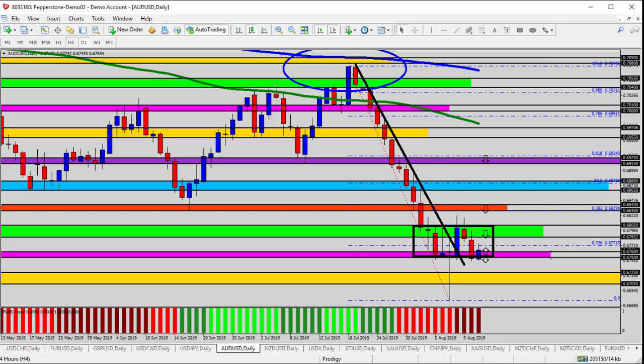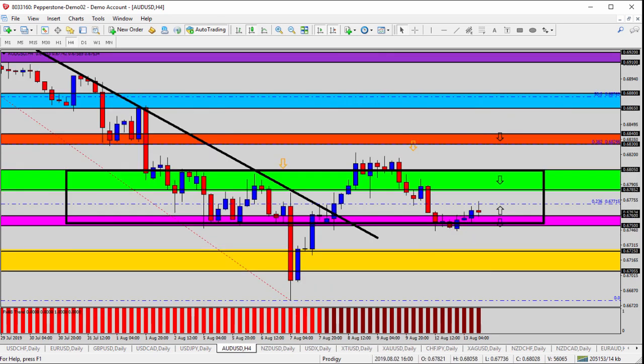Let's take it down to the 4-hour time frame. Look at that black box there. The market clearly has been somewhat stuck in this area, with the exception of the one little dip there in the middle. It's been clearly stuck in this area for a while. Green zone is resistance, pink zone is support.